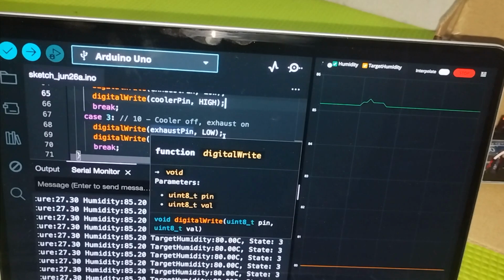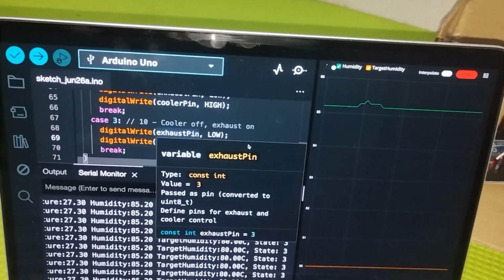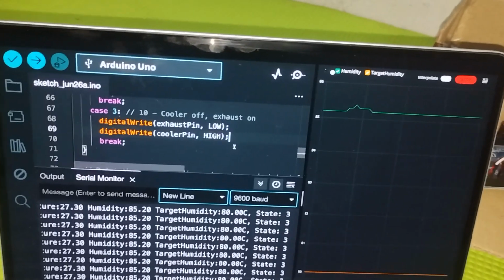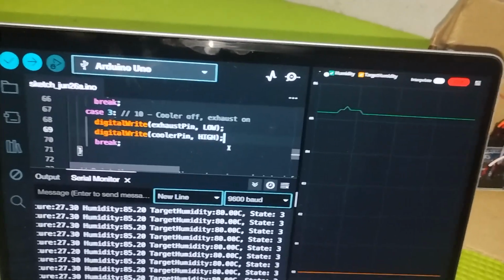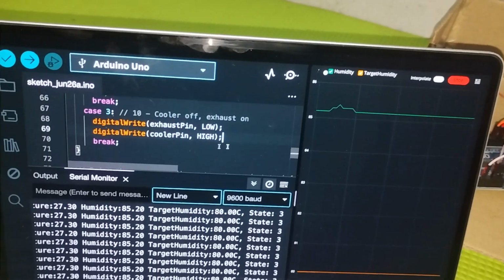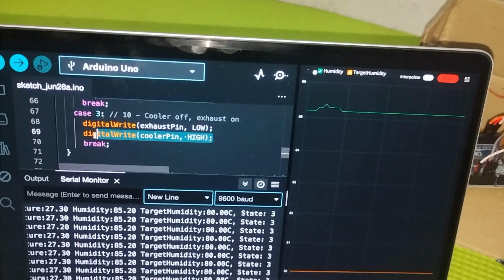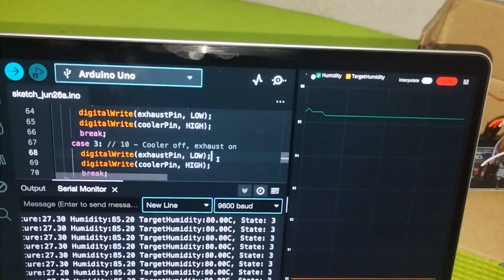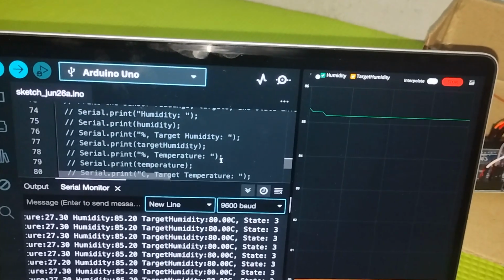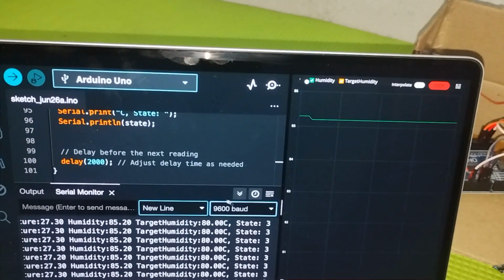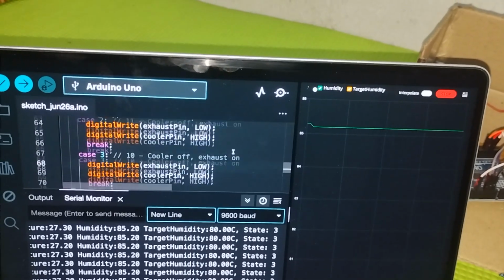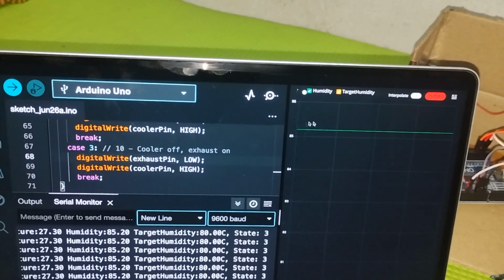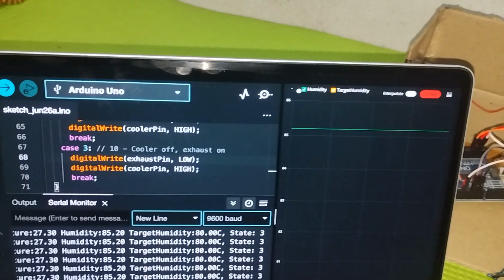If the humidity is above the threshold and temperature is below the limit, even then we are going to turn on the exhaust fan, because having high humidity is not comfortable while you are in the room. Here low means turning on, because I have set my relay in such a way, so don't get confused between high and low. As we can see, the system is currently in state 3, which means the exhaust fan is turned on, because the current humidity is above the threshold which we have set at 80.